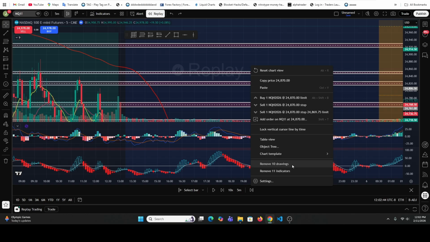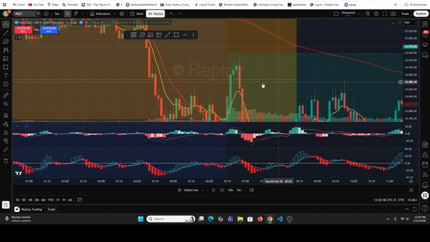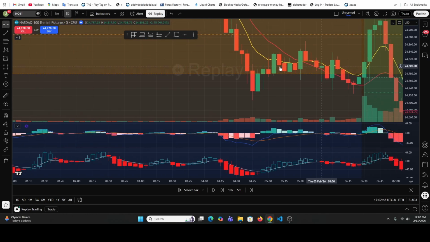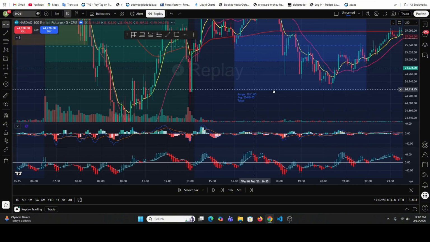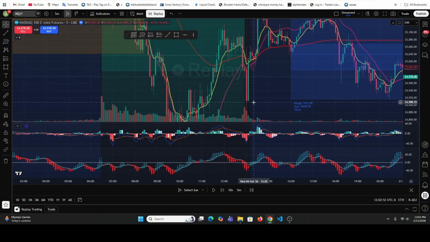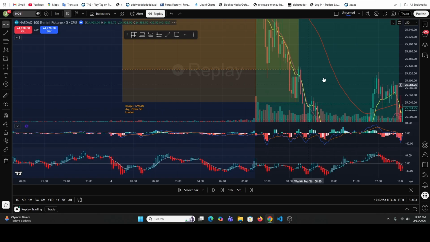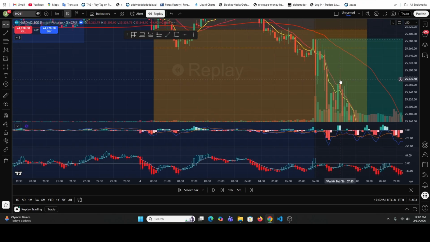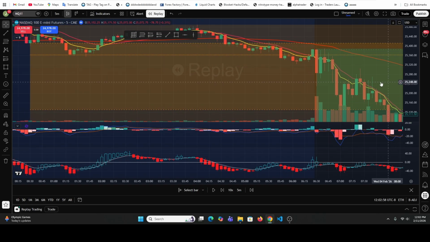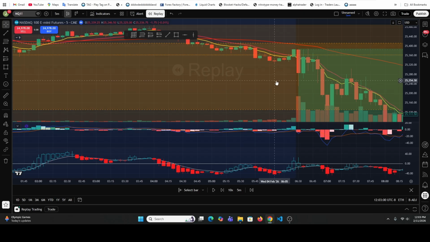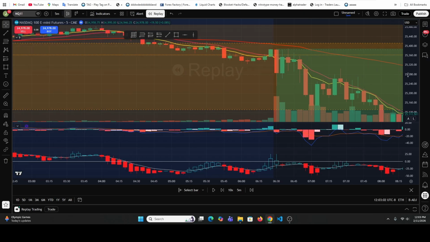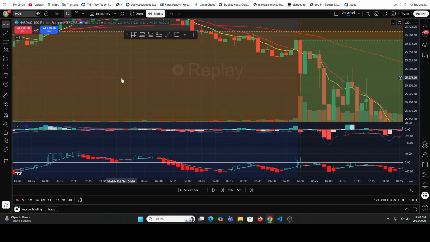So let's remove our drawings and let's go look at another breakout trade. Let's find one that maybe didn't work very well, because it's not going to be beautiful every day. It just is not. There's going to be days where it trips you up, it fakes you out, and it will ruin your day. That's the reality of trading.